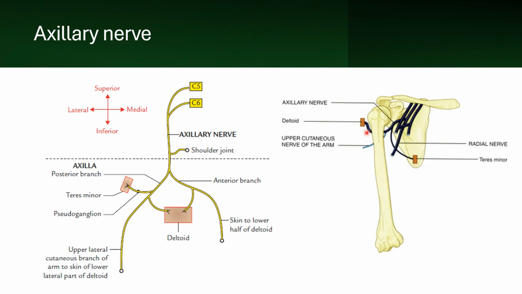So coming to the branches, articular branch to the shoulder joint, muscular branch to the deltoid and teres minor, and cutaneous branch as the upper lateral cutaneous nerve of arm, as well as the skin over the lower half of the deltoid region.